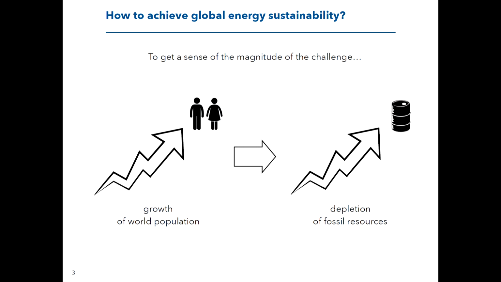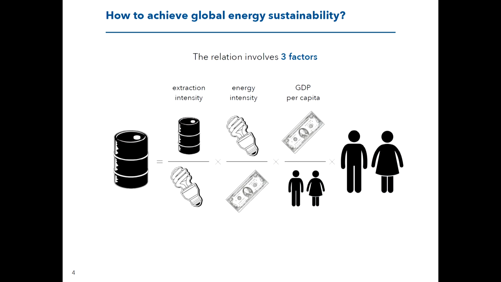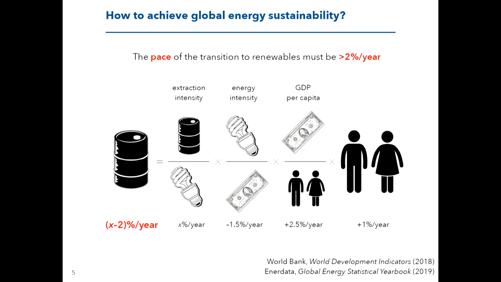And you can establish this link through a very simple equation that involves three factors. The first one is the socio-economic factor, the GDP per capita. It's one measure of the activity of the economy on a per capita basis. The energy intensity is the second factor that really tells you how much energy you need to produce $1 of GDP. And the last one is what is called the extraction intensity. That is how much gasoline, how much coal you need to extract from the ground to produce 1 unit of energy.